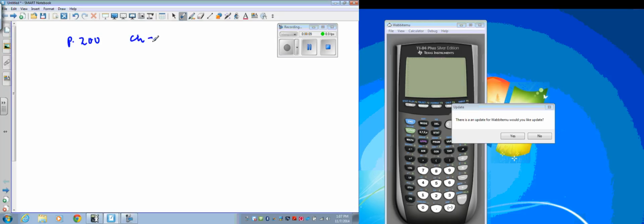So on page 200, chapter 5. All right, if you see there, they're talking about the sine of a negative angle being equal to minus the sine of the angle. And the book will try to show you in terms of going around the rotation.